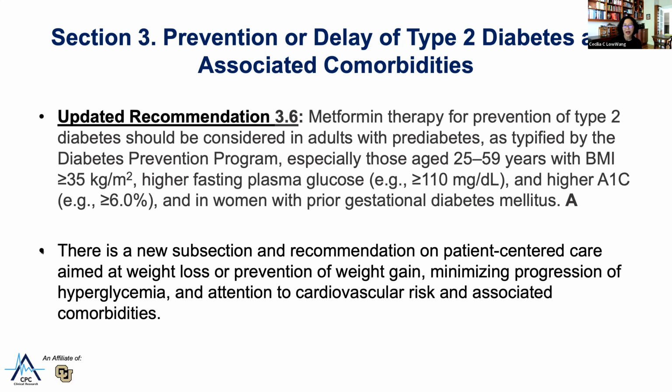And in women with prior GDM, and the reason for that is this latter population of women who've had prior GDM. It turns out from prior studies that their risk for diabetes is about 5 to 10% per year, so it's up to 50% or even 100% after 5 years. So women who have had prior GDM have a huge risk for developing diabetes, and this is why metformin is recommended in these subpopulations of people with prediabetes. And then there's some more information about weight loss and prevention of weight gain in the new standards as well.